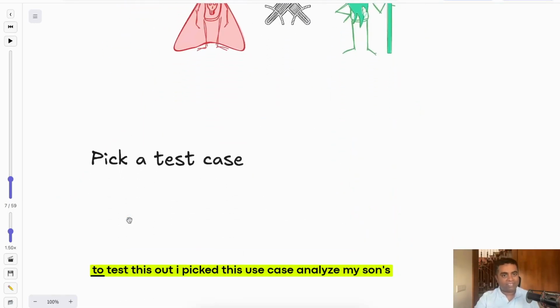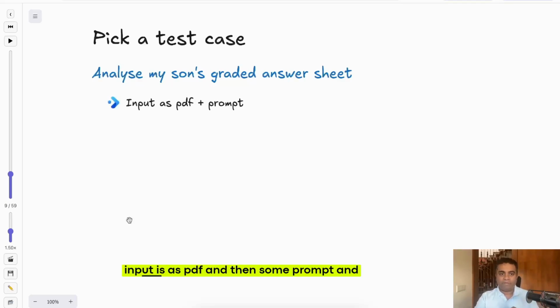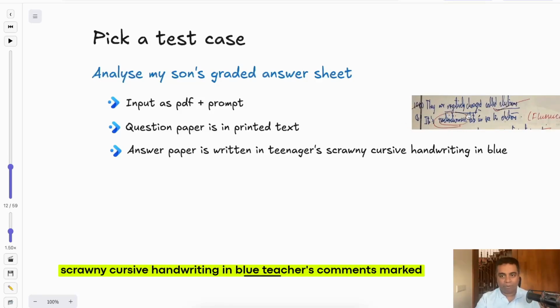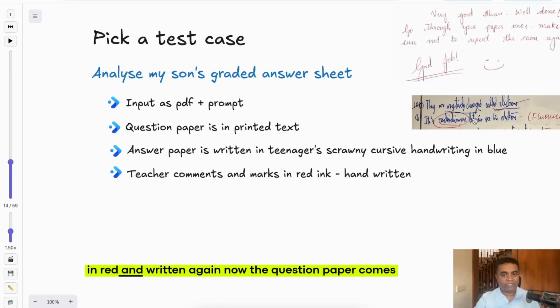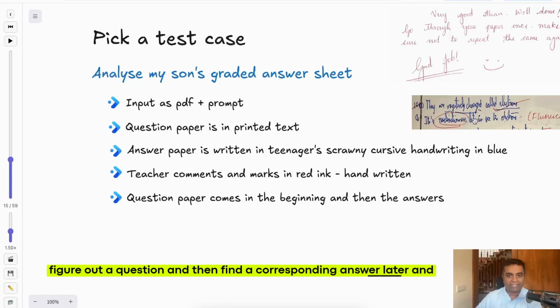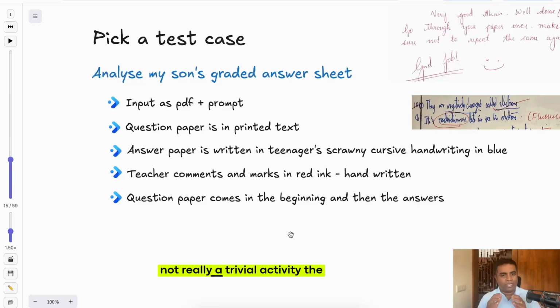I need a good test case to test this out. I picked this use case: analyze my son's graded answer sheet. This is not a trivial use case because the input is a PDF and then some prompt, and the question paper is in printed text. The answer paper is written in a teenager's scrawny cursive handwriting in blue. Teacher's comments are marked in red, handwritten again. Now the question paper comes in the beginning of the PDF file and then all the answers. So now the AI has to look at the beginning to figure out a question and then find a corresponding answer later, and the answer should be marked like this, 10A and 10B. So that's not really a trivial activity.